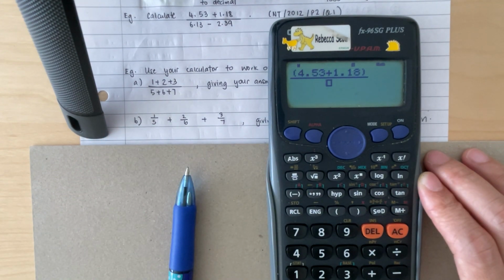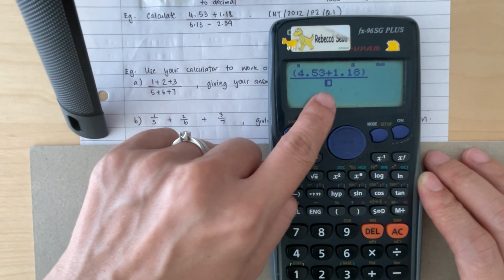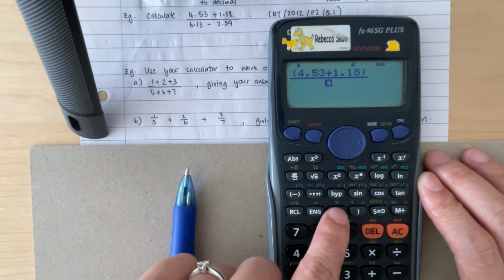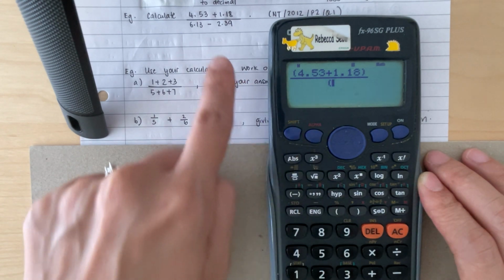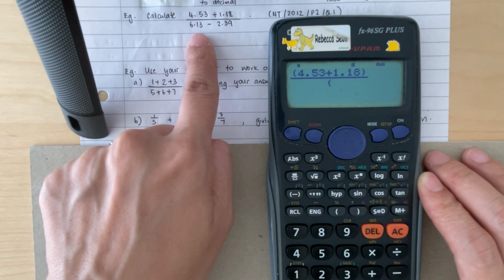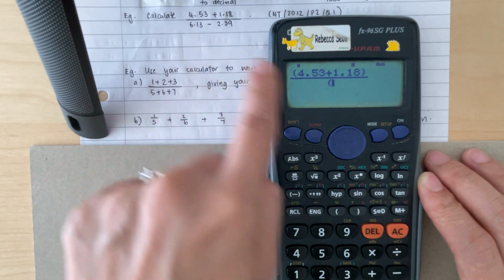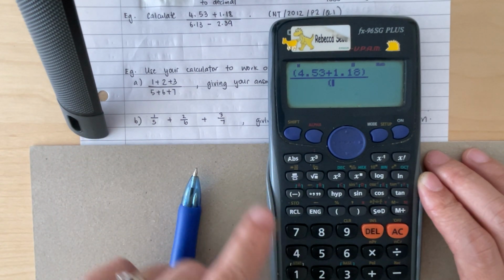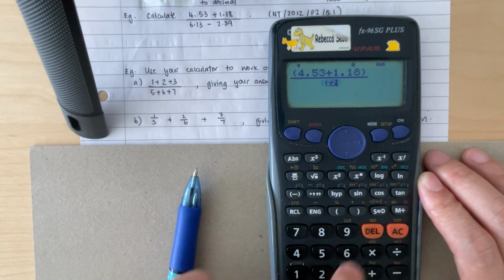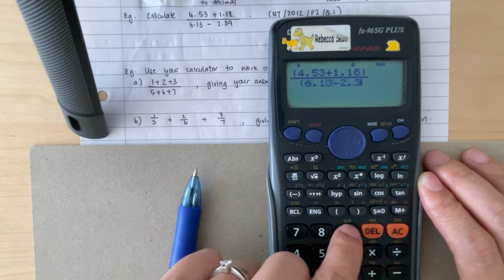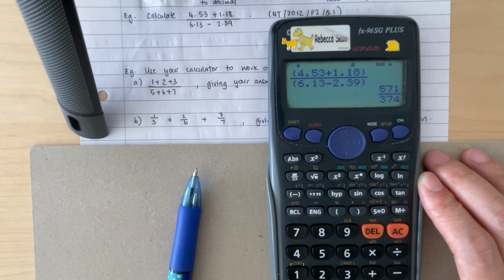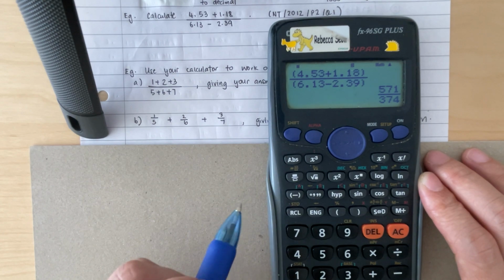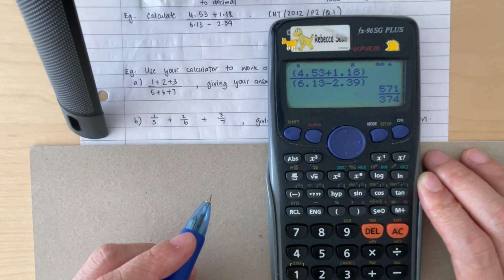So from here, I press the fraction sign, and you realize everything now goes up. Now, my cursor is at the denominator, so what I do now is put in all the numbers in the denominator onto the screen, and I'm also going to box that up using a pair of brackets. So open bracket, 6.13 minus 2.39, close bracket. So this would be my answer. If I'm asked to calculate, this would be my answer: 571 out of 374.